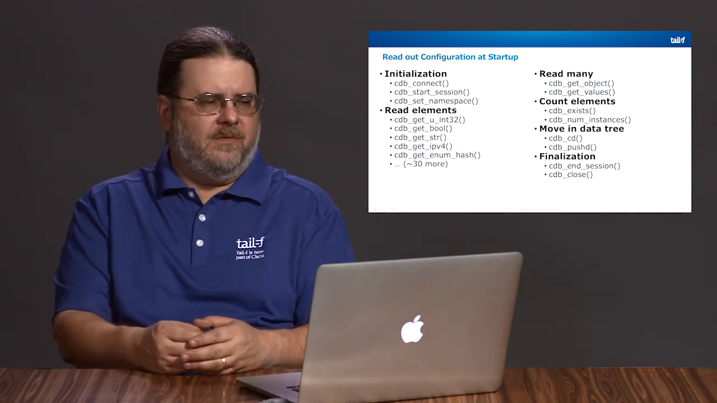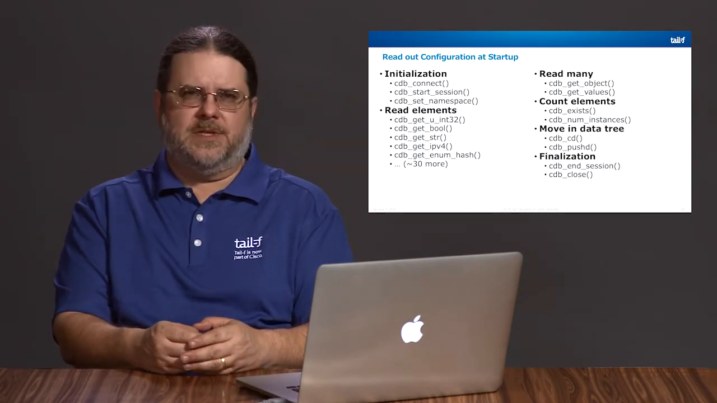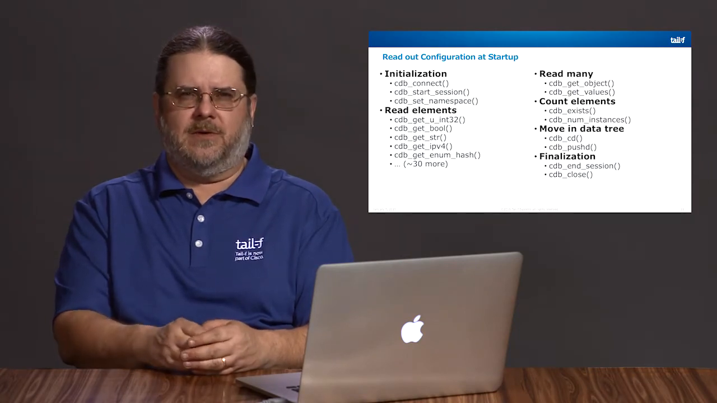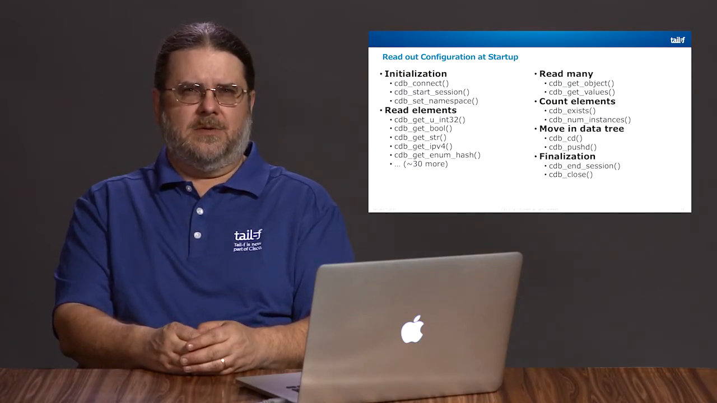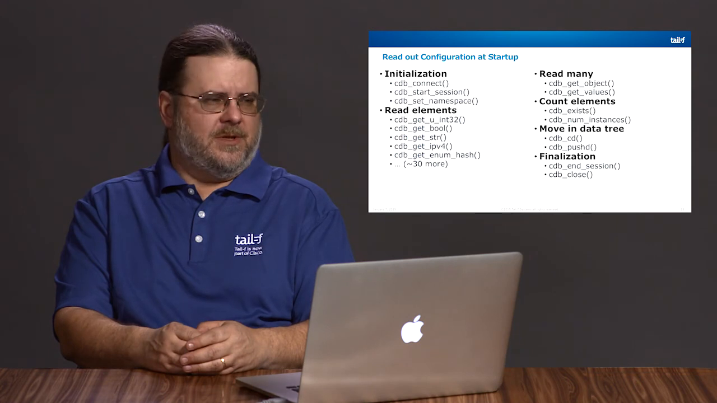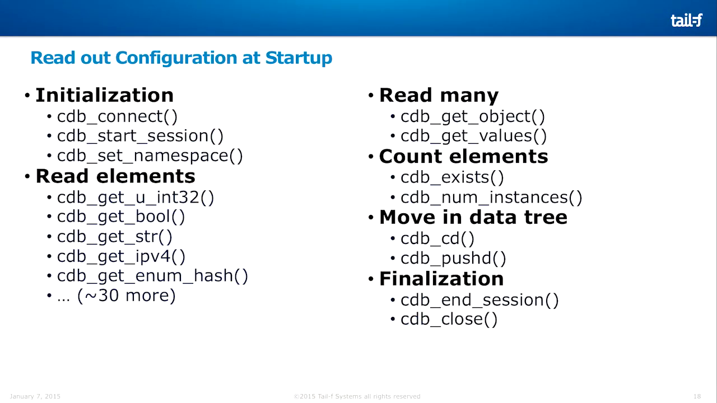Now, there are various different calls available in the CDB APIs. You should consult the confd lib CDB man page in section 3 of the man pages for detailed information on the API calls that are available. But there's typically initialization calls like CDB connect, start session, set namespace. There are various CDB get calls corresponding to the type of the data that's being read in regards to the Yang data model types. So if it's declared to be a Boolean in your Yang model, you'll call CDB get bool in order to read that Boolean value from CDB.